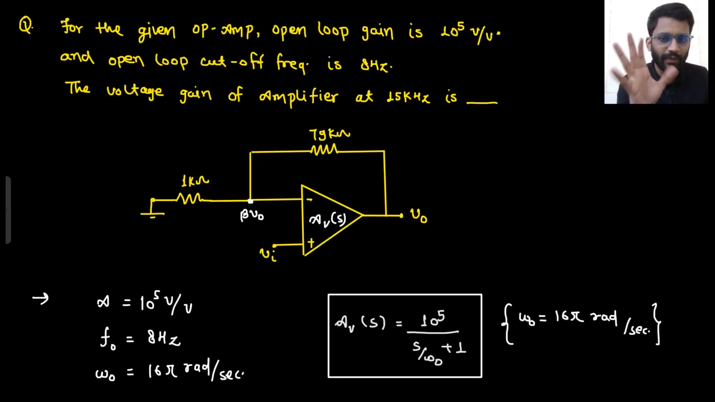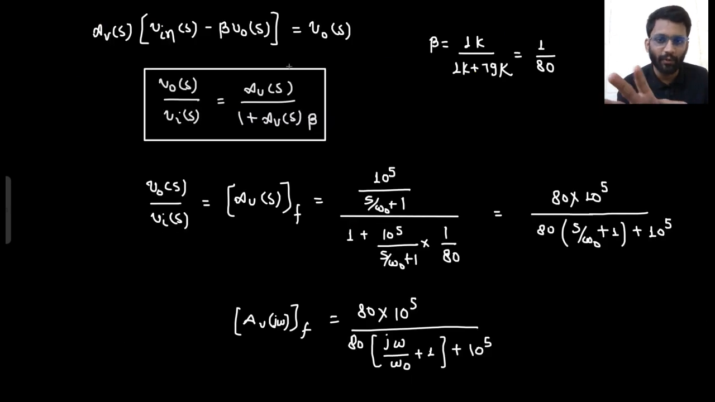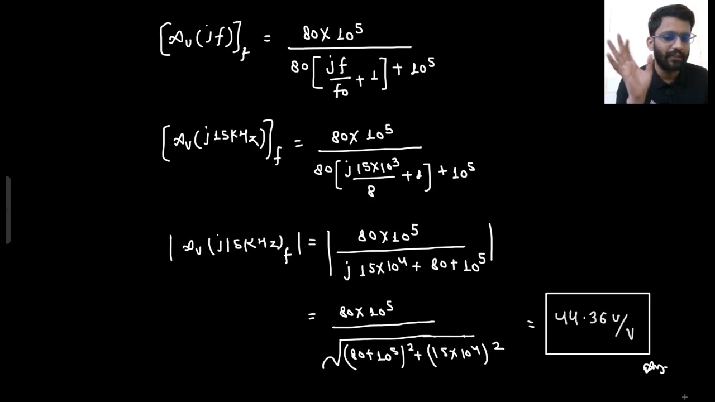Okay, so this was the problem. What was given? First we found out the open loop transfer function. The open loop gain was given, also the cutoff frequency was given. From there you could get the open loop transfer function. Then it was made into a closed loop. Even if you don't remember any formula, you can simply derive it. Otherwise we remember the formula as well. Then this is how we could derive the closed loop transfer function, and then we simply need to put the value.